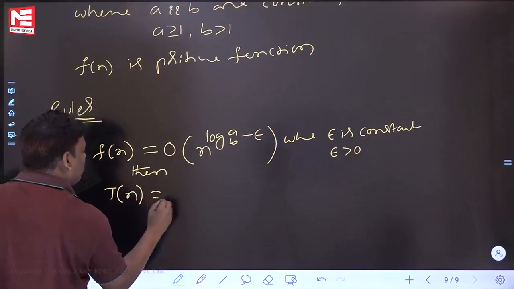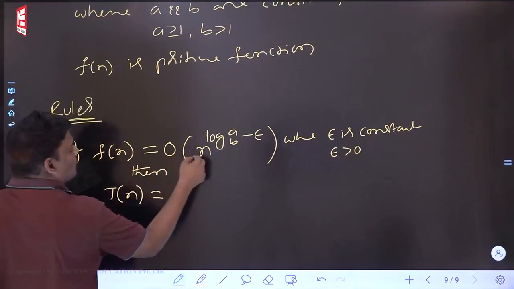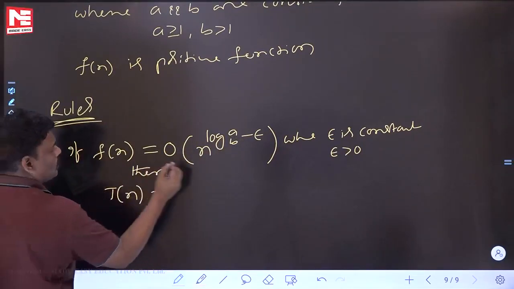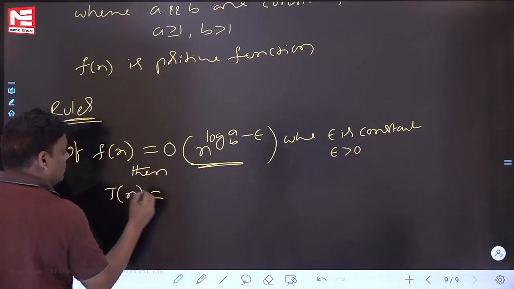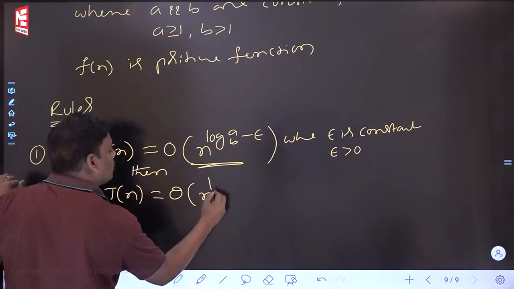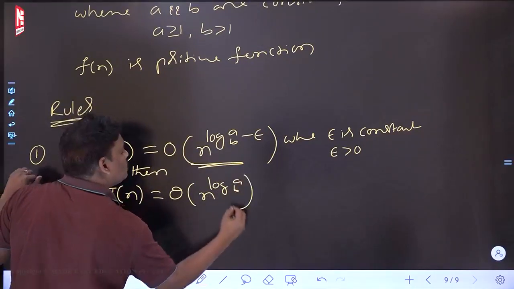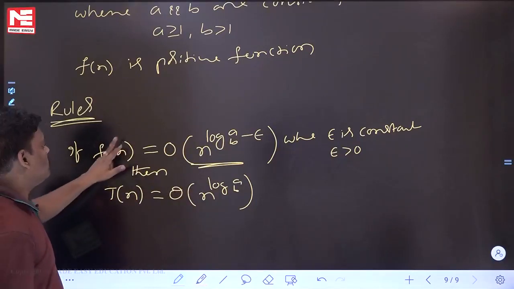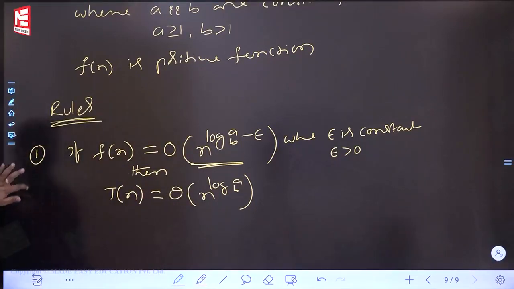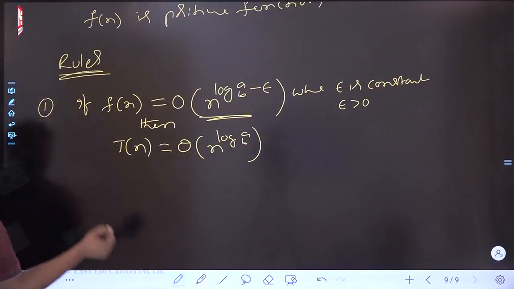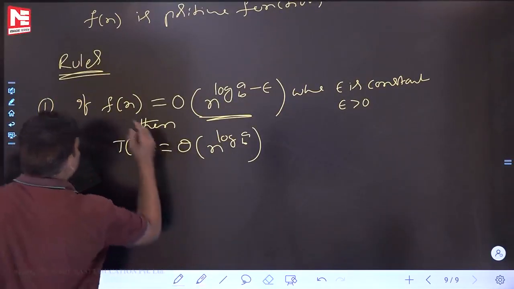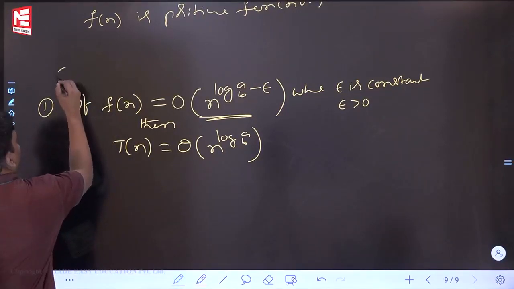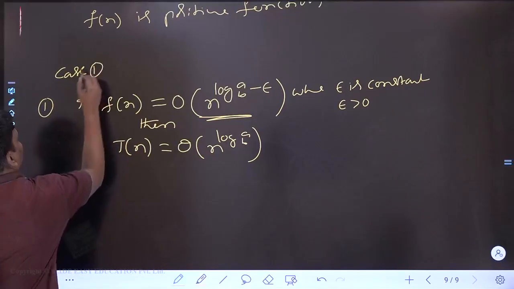Tn is equal to, can you help me know? If f of n is big O of n power log a base b minus epsilon, which side is bigger? Big O means the right side is bigger, so Tn is equal to theta of whoever is bigger, that will be the answer. Forget about this epsilon, afterwards we will talk. Tn is equal to theta of n power log a base b. That is case 1 of the master theorem. Instead of saying rules, it is better to say case. Let me write it. It is case 1 of the master theorem.